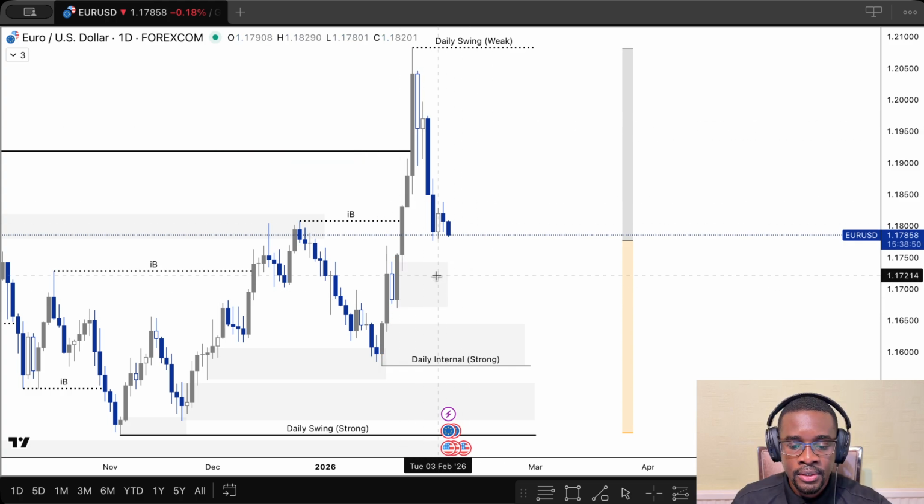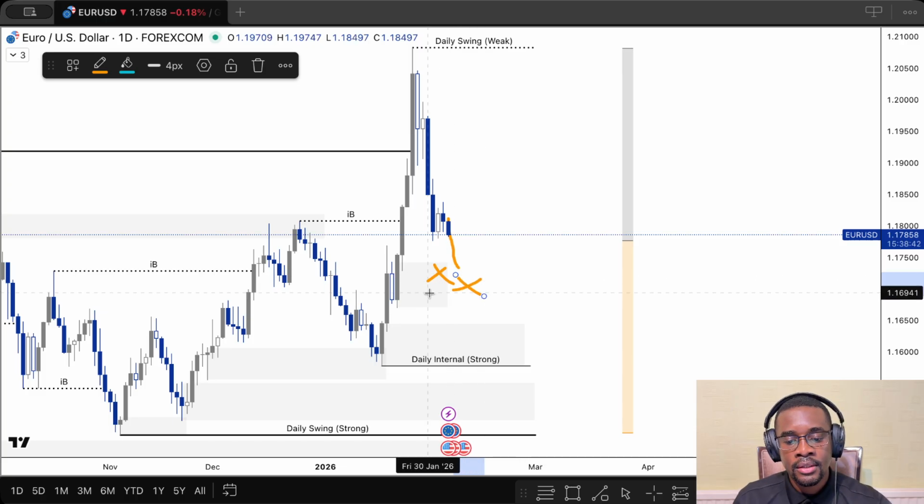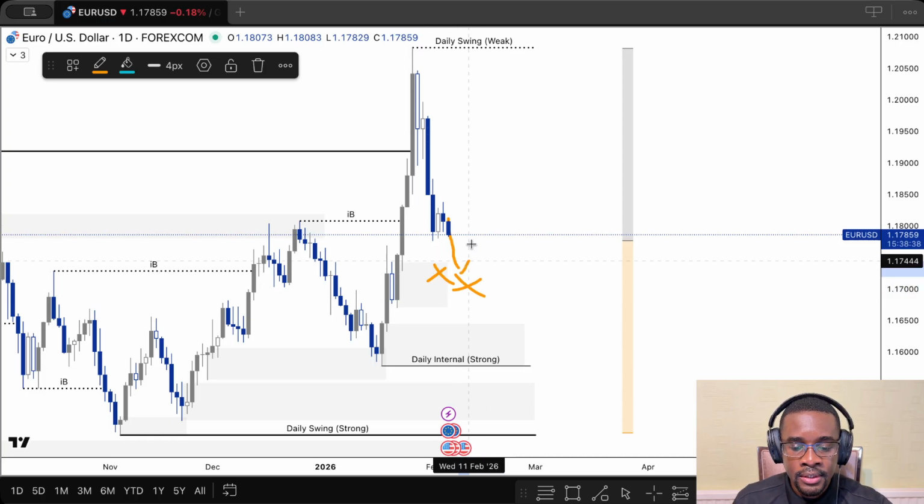Okay, so the expectation, like for these past couple of days, I've been saying that we're expecting price to come down at least to mitigate this demand. Now whether it mitigates and then shoots off remains to be seen, but the expectation is that as of now we are currently in a bearish pullback scenario.